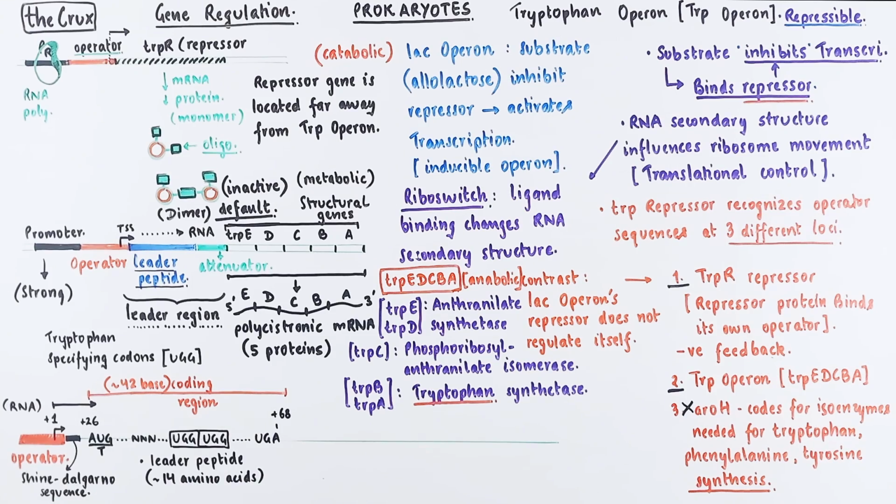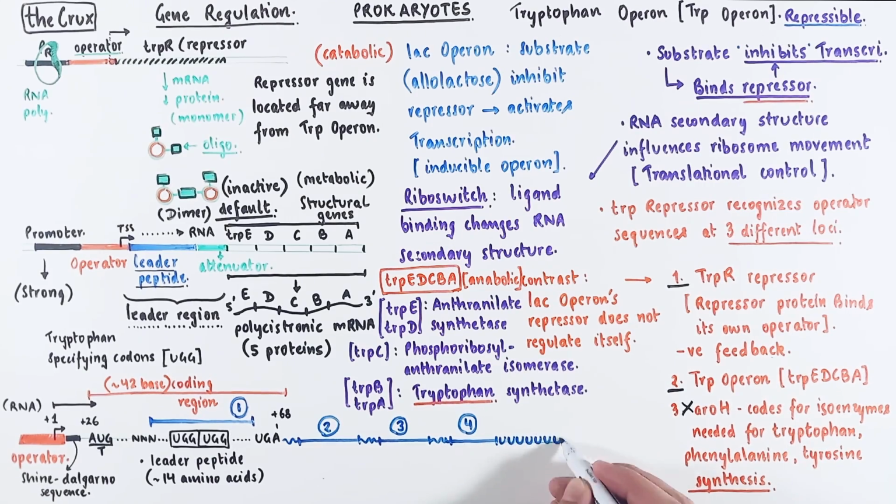Now in this leader peptide, there is a short subset of sequence that we will call region 1. After the stop codons, there is a region 2, then there is a region 3, and then finally a region 4. These squiggly lines here mean that there are bases which are not part of region 1, 2, 3, and 4. So finally, you have a stretch of 7 uracils. This poly-U sequence is at around +139 position.